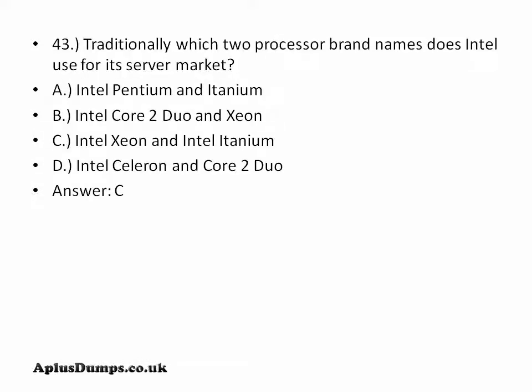Question 43. Traditionally, which two processor brand names does Intel use for its server market? A. Intel Pentium and Titanium. B. Intel Core 2 Duo and Xeon. C. Intel Xeon and Titanium. D. Intel Celeron and Core 2 Duo. The answer is C. Intel Xeon and Intel Titanium.